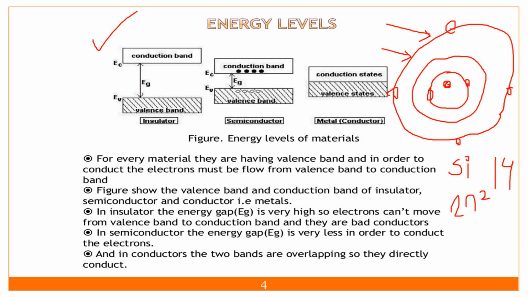Suppose these are the electrons in the valence band. If I am giving the energy, how much, 5 electron volts, the gap is very large. That's why the electrons in the valence band cannot jump from this band to the conduction band.